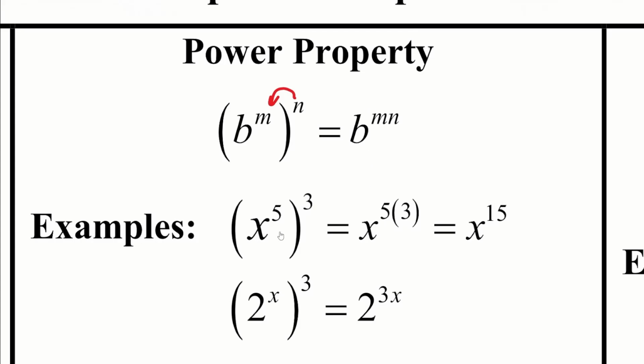Some examples of that. If I had x to the power 5 raised to the power 3, I can just write the exponents together where they're multiplying: 5 times 3, which is 15. Same thing here: 2 to the power of x, all raised to the power of 3. I could just bring it together to say 2 to the power of 3 times x.